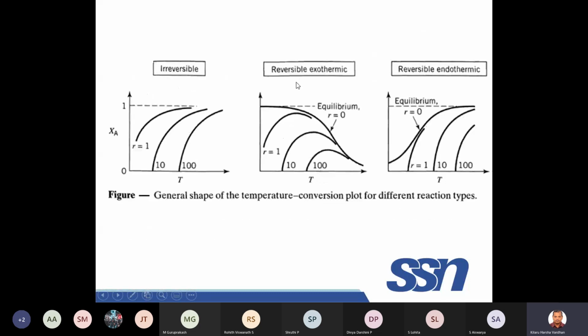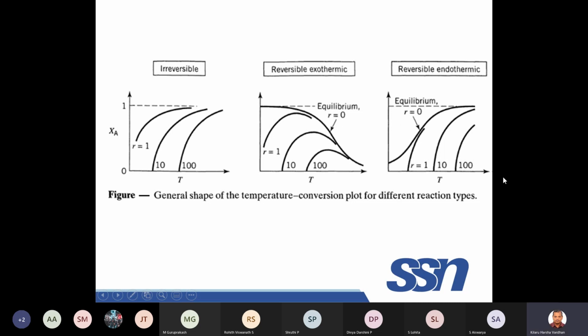This is a reversible process. So you are talking about XA, in the sense that this is XA equilibrium. So it comes down. Then when R is 1, again it starts somewhere and then goes to a maximum and then comes down. Even R 10, it goes to a maximum and then comes down. Afterwards, it goes on and then joins here. At a higher temperature, your XAE is very less for any type of rate.